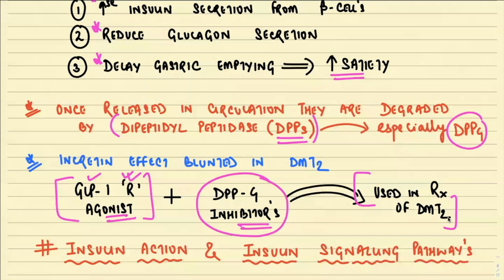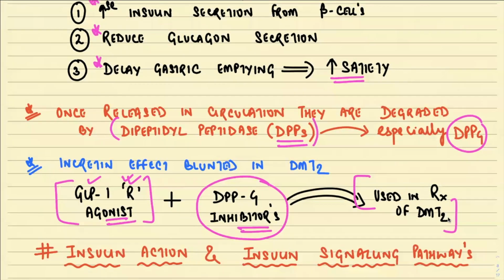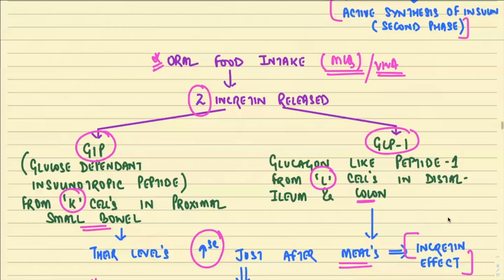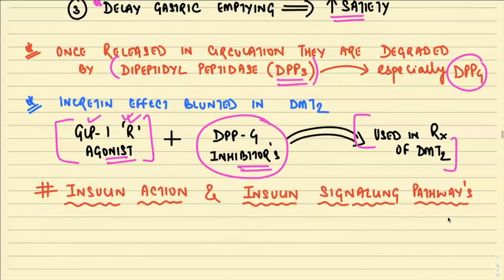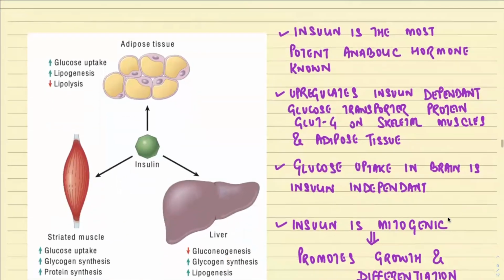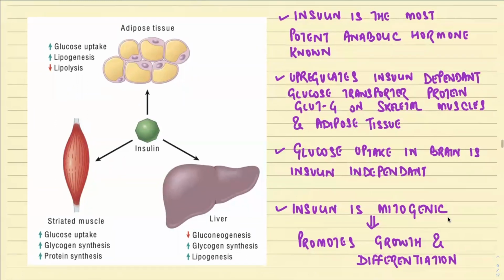Okay, so a very, very important concept here is the incretin effect that we are looking at. Is this clear to everyone? Yes. Okay. Now, the insulin action and the insulin signaling pathways. We have to understand how insulin is acting in our body.